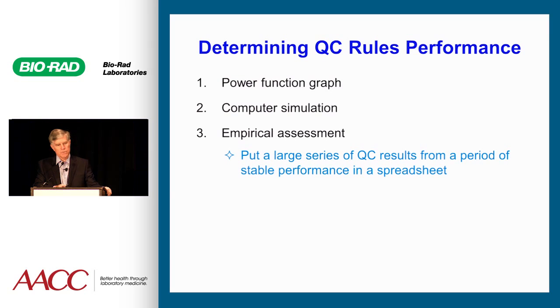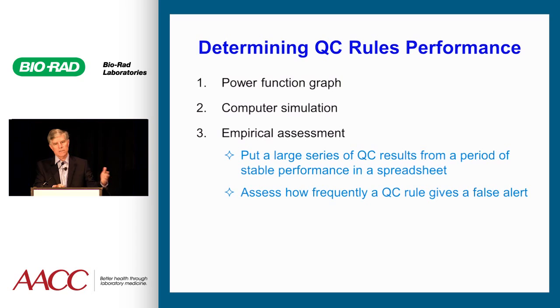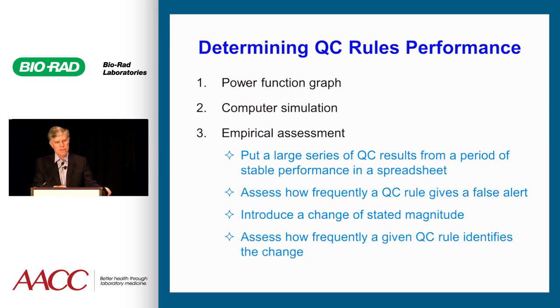And since this is probably a newer idea, I'm going to talk a little bit about it. So this is relatively straightforward. You take a large series of QC results from a period of stable performance and you put them into a spreadsheet. You can say, I want to evaluate the performance of a particular rule, let's say a 1.3s rule. Well, you can just run that rule against all that QC and see how frequently it gives you a false alert. Then you can introduce a change of a stated magnitude, say a change that you want to definitely be able to pick up because it's going to be medically meaningful, and then determine how frequently that rule identifies a change. And you can go through this process relatively easily on a spreadsheet and figure out your rules combinations without computer simulation.